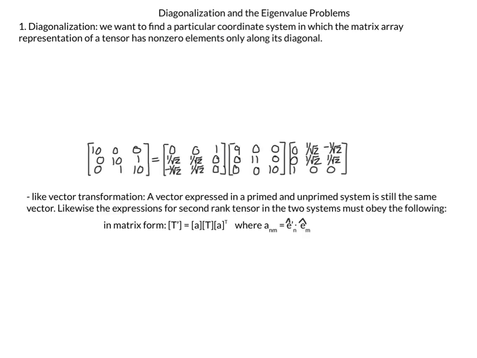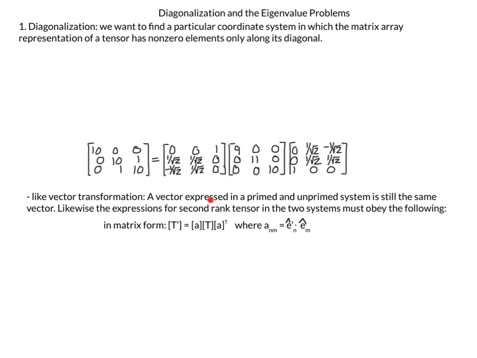So first, just to talk about what diagonalization is, we want to find a particular coordinate system in which the matrix array representation of the tensor has non-zero elements only along its diagonal. This here is an example of a diagonal matrix, and this here is the transform. These two matrices transform this matrix into the original tensor that we have. So here this tensor has been transformed into a diagonal matrix.